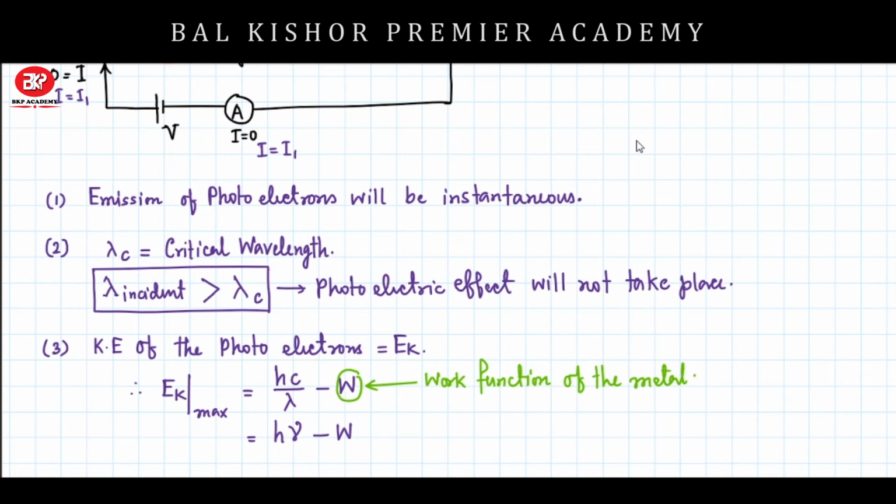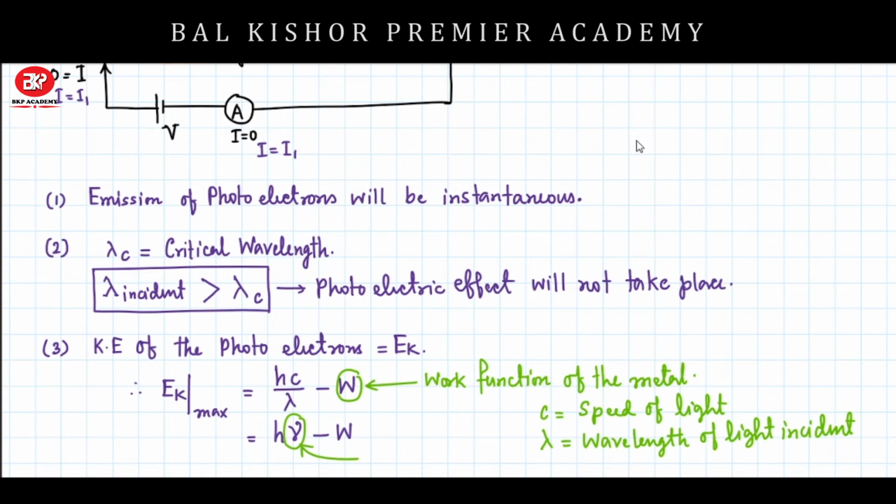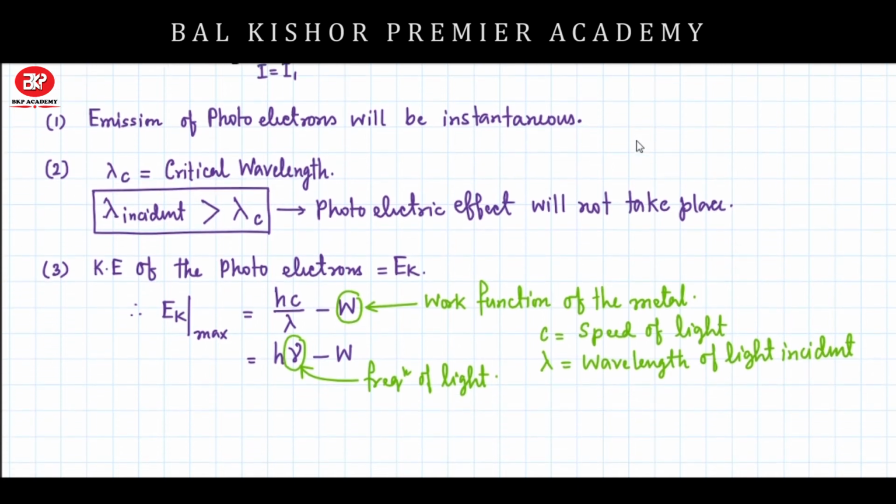and hc by lambda, where c is the speed of light and lambda is the wavelength of the light incident, and nu is the frequency of the light that is incident on the metal. And this third point is giving the total kinetic energy of the photoelectrons. Now, classical physics cannot explain this photoelectric effect.